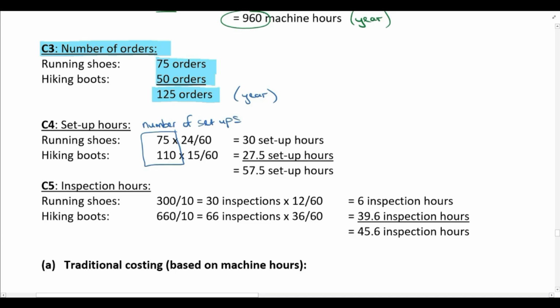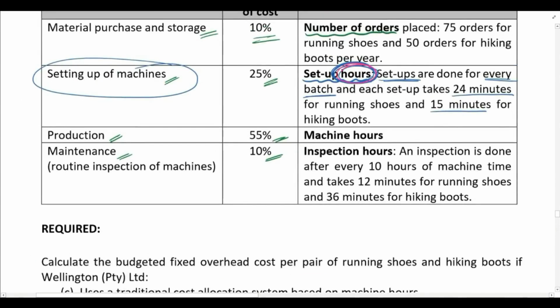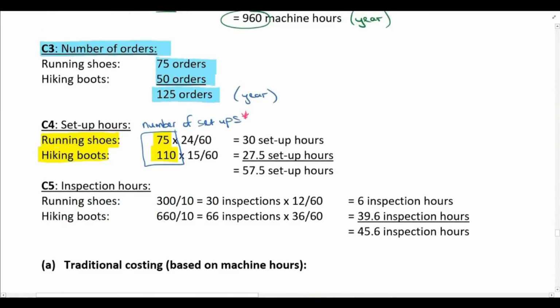If I do a setup for each batch, that means for the running shoes, I will have 75 setups, and for the hiking boots, I will have 110 setups because I have a setup for every batch, okay? However, she does not want me to allocate this cost using the number of setups. She wants me to use setup hours. So she tells me it takes 24 minutes for a batch of running shoes and 15 minutes for hiking boots. So I can easily work out the number of hours.